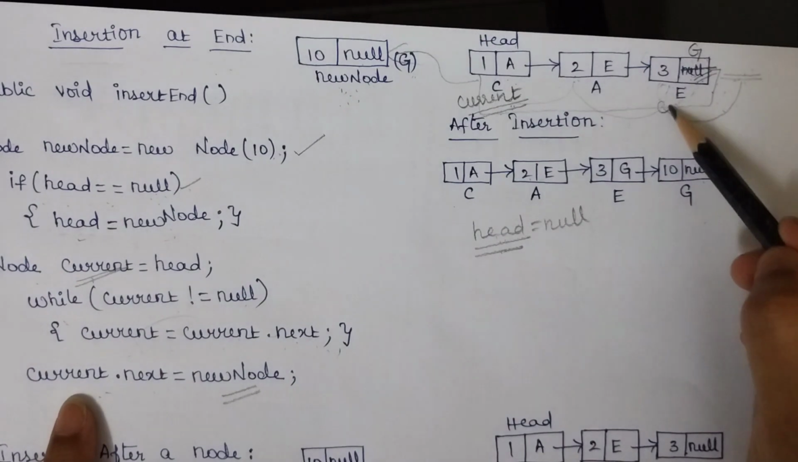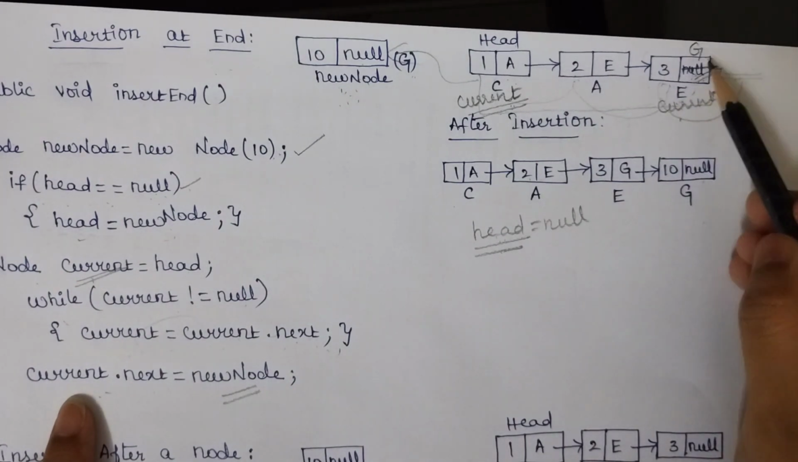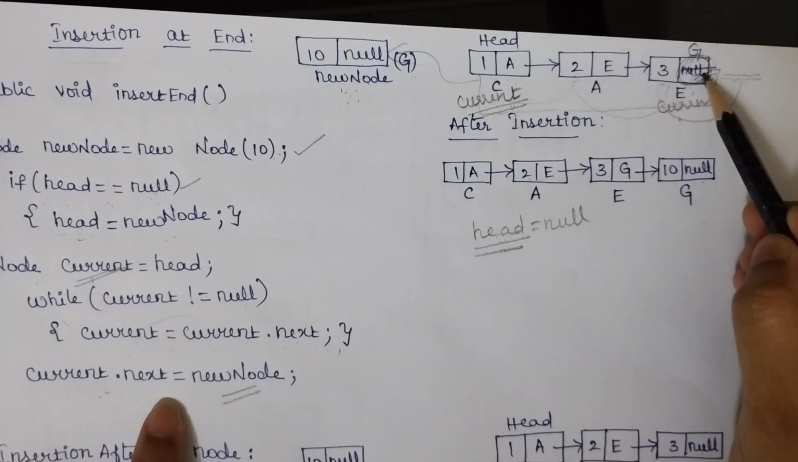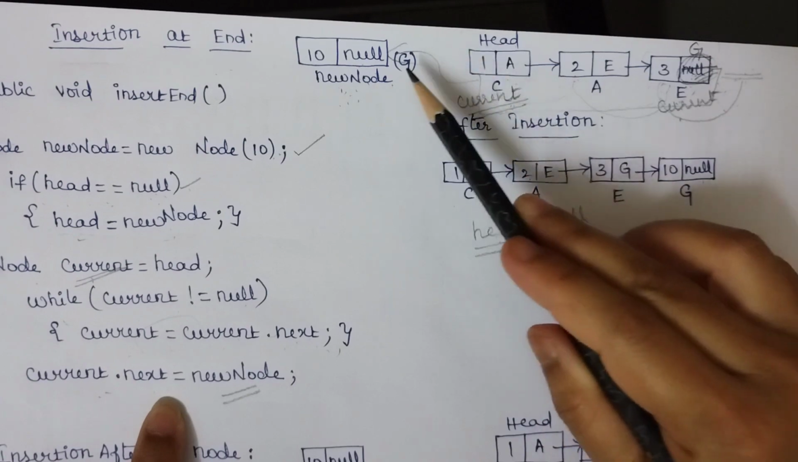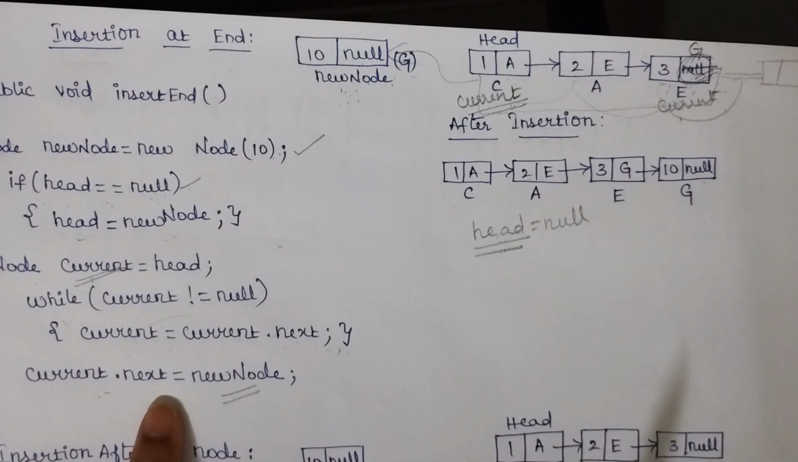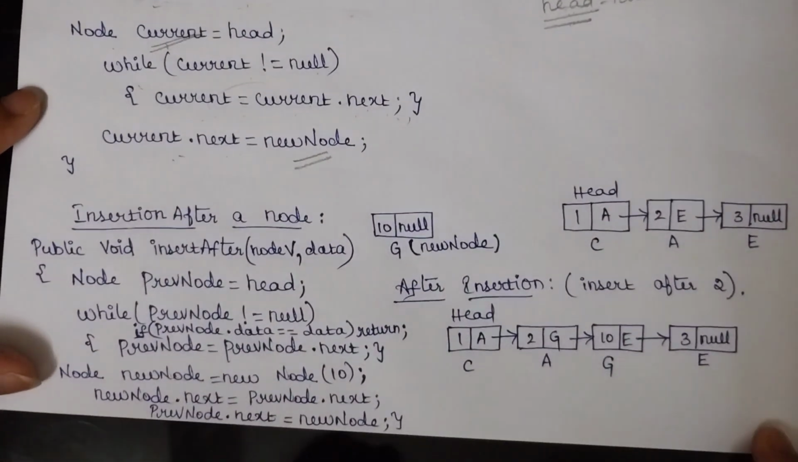If my current node is this one, then in the last node's next pointer, current dot next, I'm assigning my new node so that this new node gets connected here with this list. This is how you need to perform insertion at end. Then we'll see insertion in between.